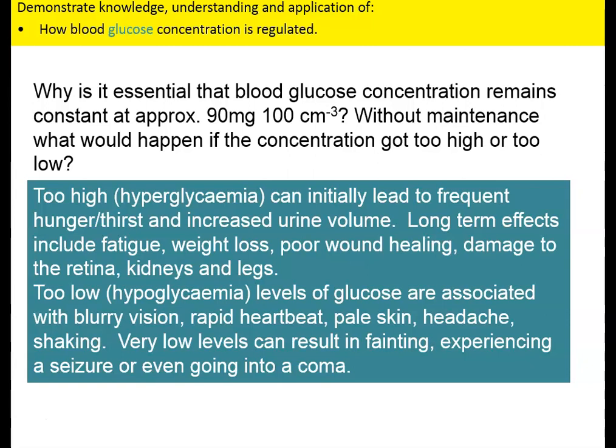If your blood glucose level became too low, then you would have hypoglycemia, where you would end up with blurry vision, a rapid heartbeat, you would be shaking, have a headache, and if your levels dropped considerably, then it could result in you fainting, having a seizure, or even going into a coma. So that's why it's really important that blood glucose concentration is maintained.